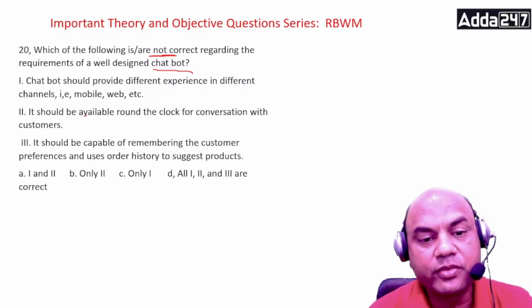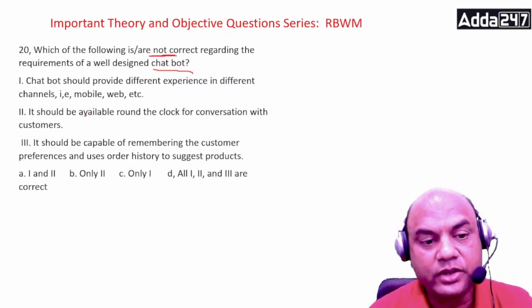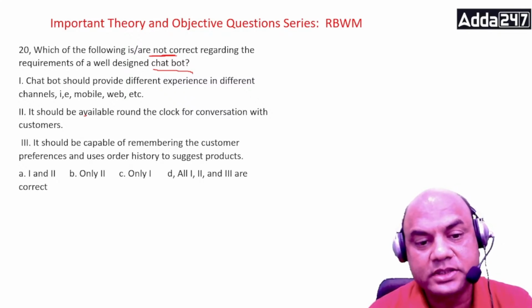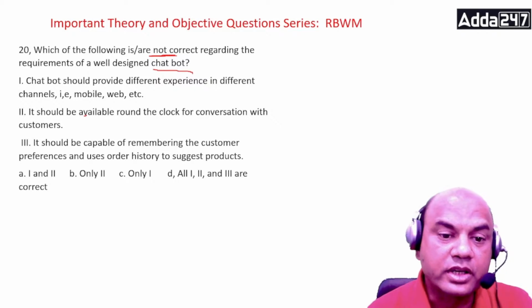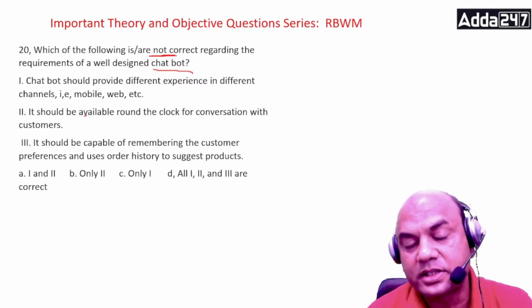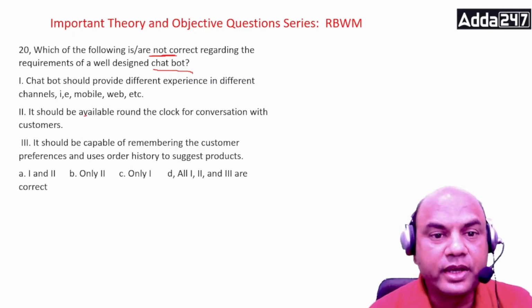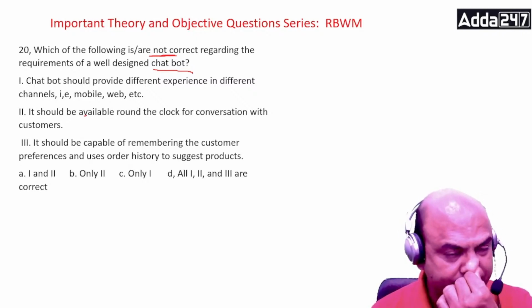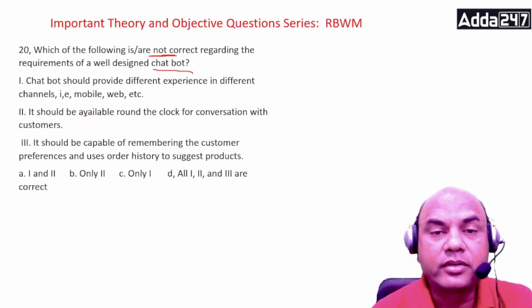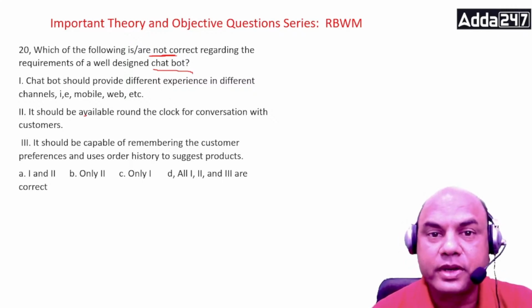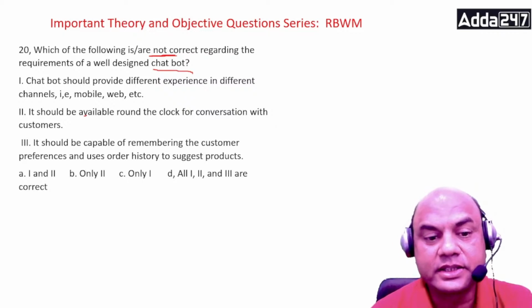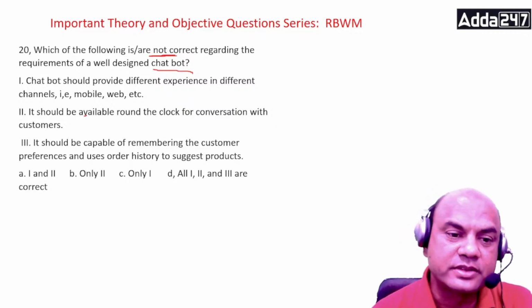It should be capable of remembering the customer preferences and use order history to suggest products. So capable of remembering whatever. Here, a chatbot is basically an AI tool. What is the use of AI? AI is used basically to remember your preferences and suggest to you according to your preferences.